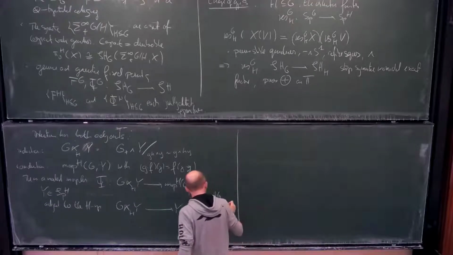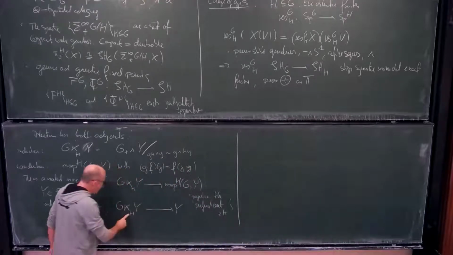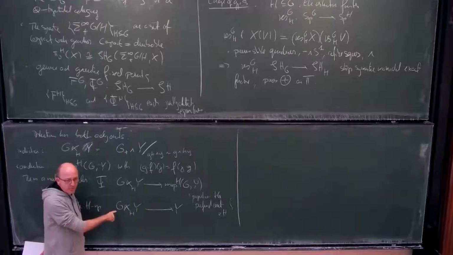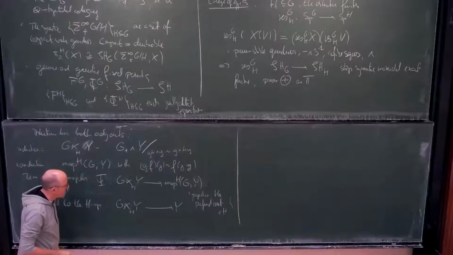eH. You know, after all, if H has index m in G, then the underlying spectrum of this is just an m-fold wedge of copies of Y, and those wedges are indexed by the cosets, and there's a particular one, and we basically want to project to them.